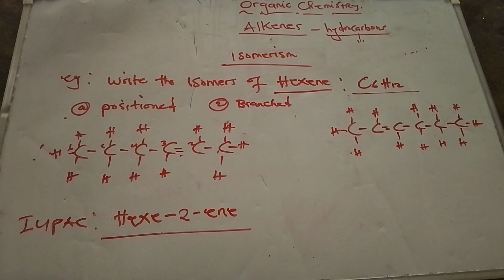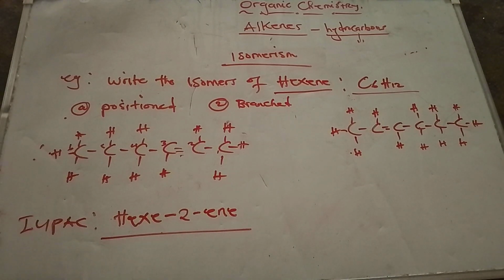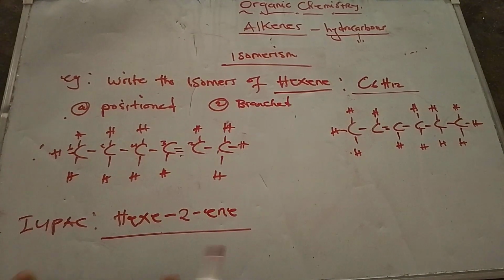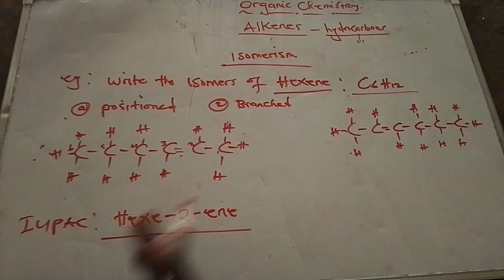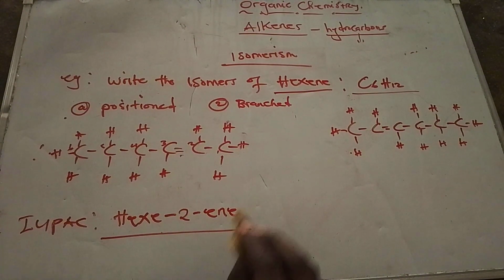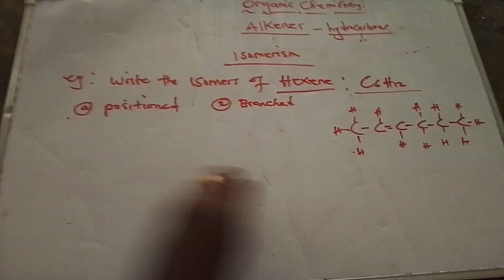So the first thing, you change the position of the double bond. The second thing, you count the carbons starting from the carbon which is near to the double bond. So this is how we do the positioned isomer. Let's talk about the branched one. If there are any questions, please feel free to ask after you watch this video.